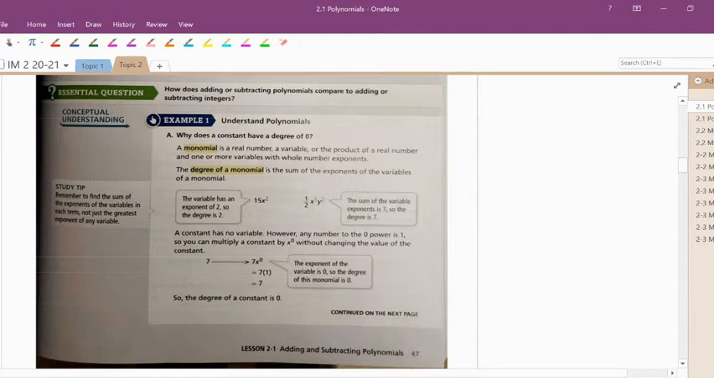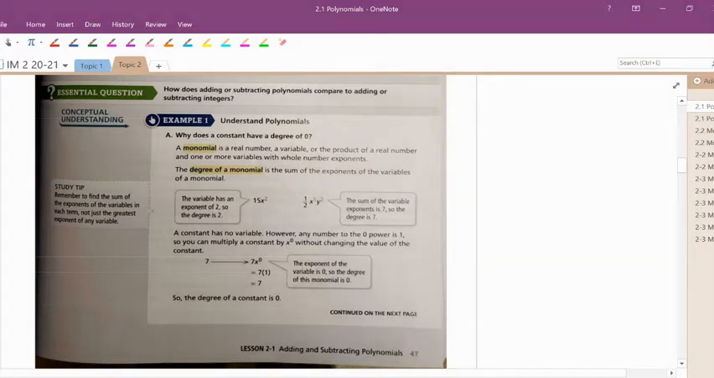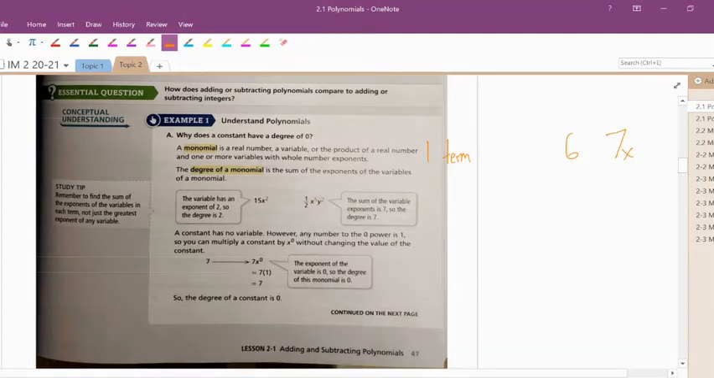So first, why does a constant have a degree of 0? Well, first of all, we need to talk about what degree is. A monomial is a real number, a variable, or the product of a real number and one or more variables with whole number exponents. So it's one term, is what they're saying. It could be 6, it could be 7x, many options. The degree of a monomial is the sum of the exponents of the variables.